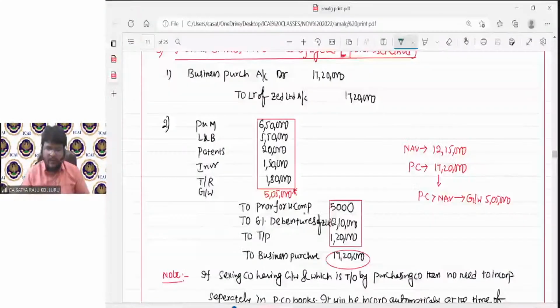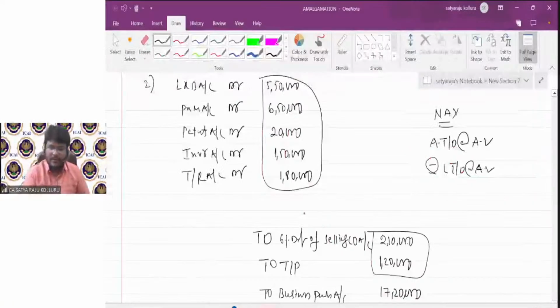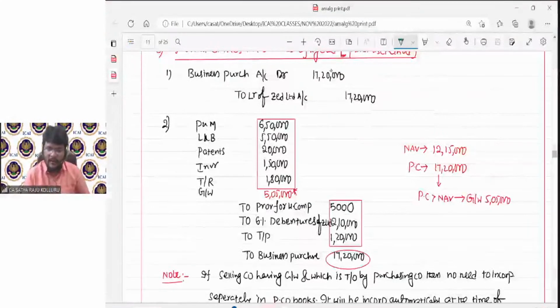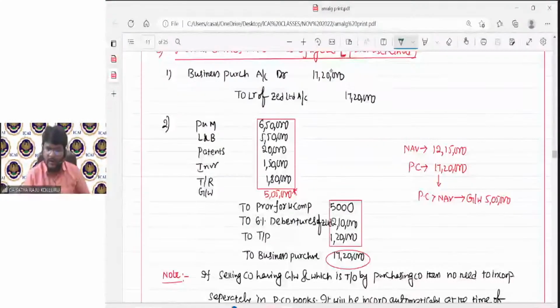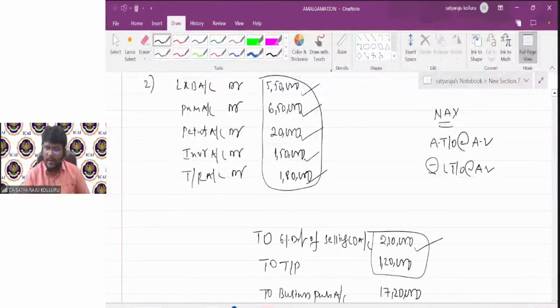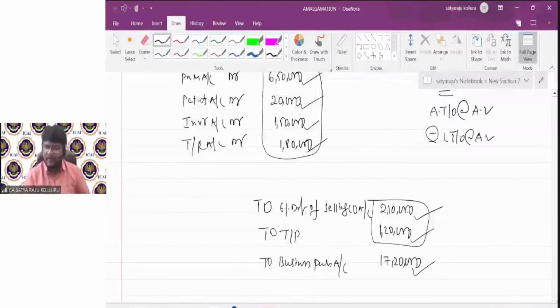So here the PDF is there. Let me cross check. Plant and machinery 6,50,000. Land and building 5,50,000. Patents 20. Yes. Inventory is at 1,50,000. Trade receivable is at 1,80,000. Absolutely correct. And 6% debentures of selling company 2,10,000 and trade payable 1,20,000 and business purchase 17,20,000.